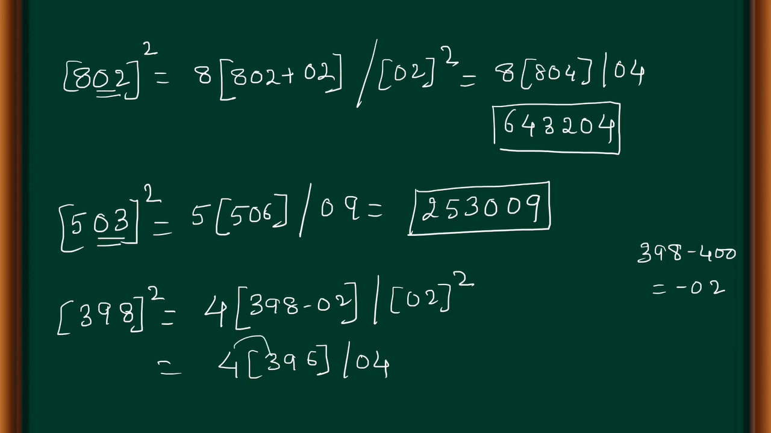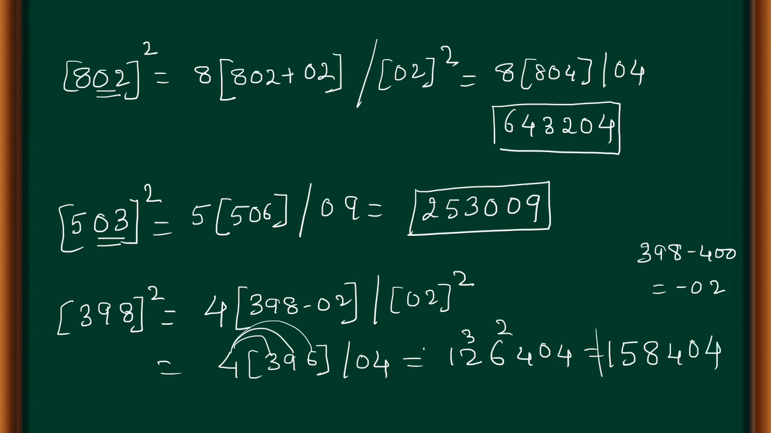And now you multiply: 4 3s are 12, 4 9s are 36, and 4 6s are 24. The 04 remains as it is. Now your answer is going to be 158404, correct? Right? I hope you understand until here.